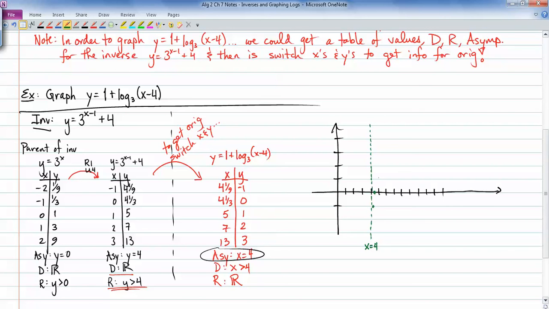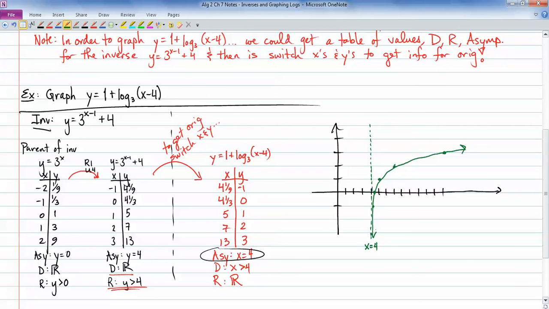When x is 5, y is 1. When x is 7, y is 2. When x is 13, y is 3. And so this graph looks like this. Just like that. Okay? Kind of looks like an exponential, but sideways, right? And so that's what logarithmic graphs look like.